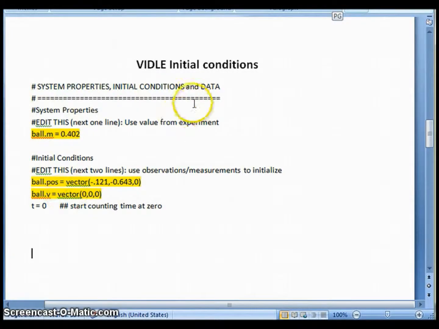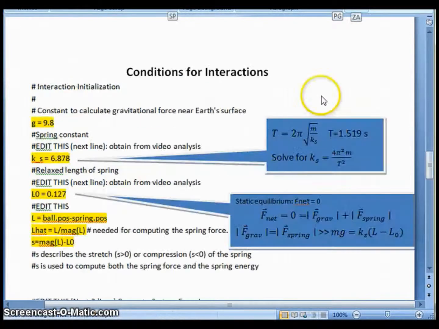In VIDLE, we must first set the initial conditions, such as the ball's mass, which is taken from the lecture video. The ball's initial position is taken from the tracker data, and we know that the initial velocity is 0 since the mass is released from rest. Next, moving on to the conditions for the interactions, we specify the g constant of 9.8 meters per second squared. K sub s we find by rearranging the oscillation formula.